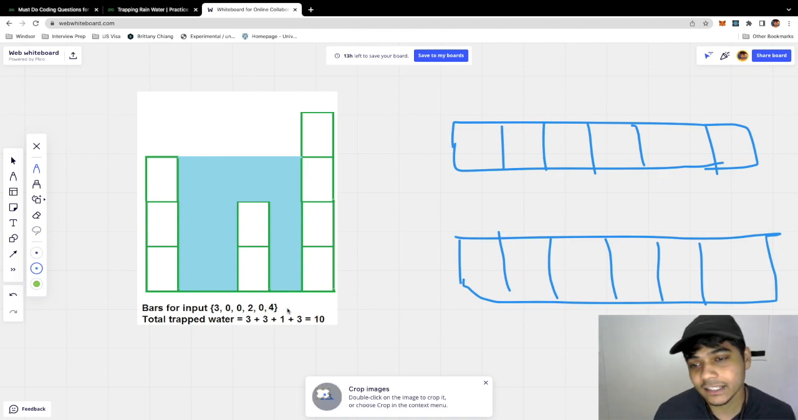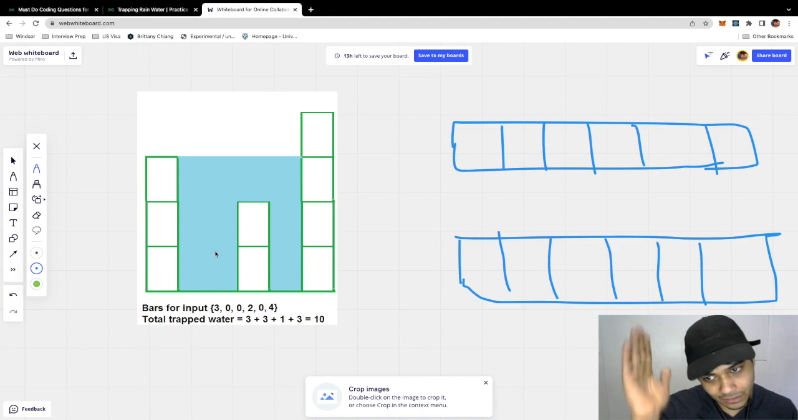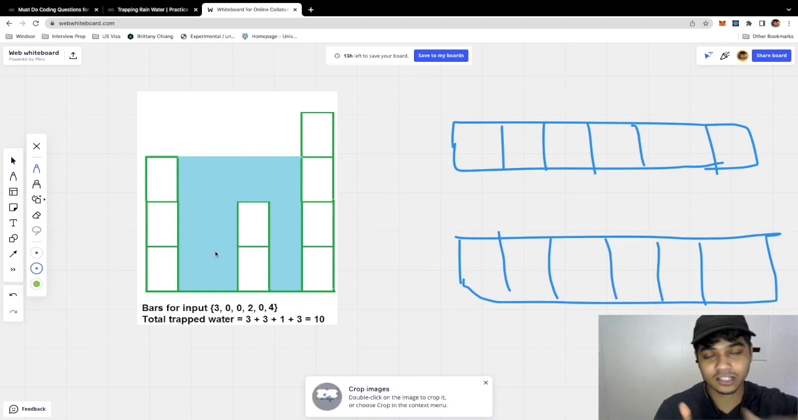3, 0, 0, 2, 0, 4, right? The idea is that the 3 signifies 3 blocks of brick on position 0. So at the first position you have 3 blocks of bricks, and at the second position you don't have any blocks of bricks, in a vertical position, not laid out on the ground, but up top. And you have 0 blocks on the third position, and you have 2 blocks on the fourth position, and you have 0 blocks here, and you have 4 bricks at the end.